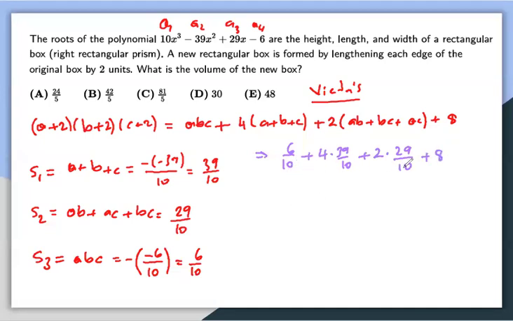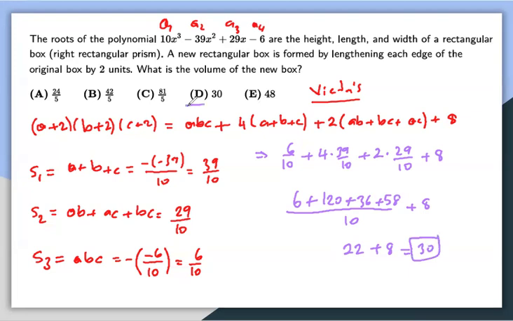Let's simplify. Since we have a common denominator, I'm not going to simplify these numbers. 4 times 39 is 156, and 2 times 29 gives us 58, all over 10, plus 8. Adding 6, 156, and 58 gives 220, divided by 10 is 22. Then there is an 8 after, which is nice because we got 30. So that is the choice there.